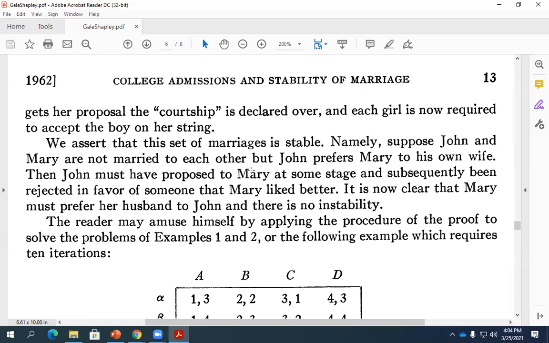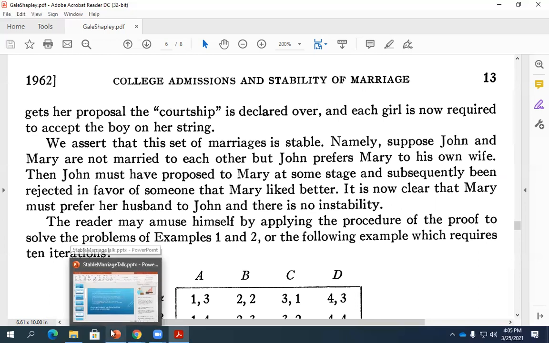So stability simply means whoever I'm married to, I don't like somebody else better who likes me better than they like their assigned partner. Does that make sense? That's what causes instability. Do you see? Okay. Any other questions? So does it make sense why this proposal algorithm would have to give a stable assignment of marriages?